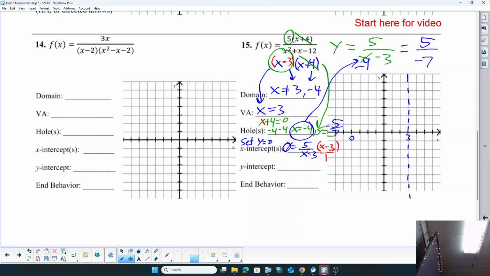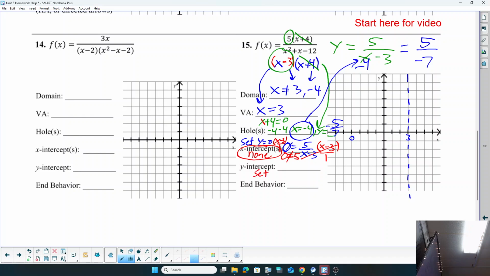So x minus 3 over 1 gets it over to the other side, but x minus 3 times 0 is just 0 and goes away. We're left with 0 equals 5. And so 0 equals 5, that doesn't even make sense. So 0 does not equal 5, so that means x-intercept is none. Whoa, no x-intercepts. Now there's probably a good reason why. There's probably a horizontal asymptote in the way. Let's find out. But first, let's go into the y-intercept.